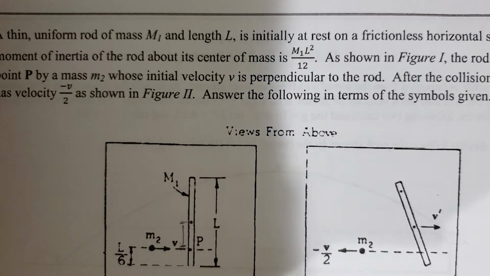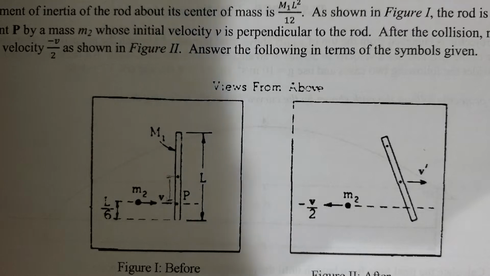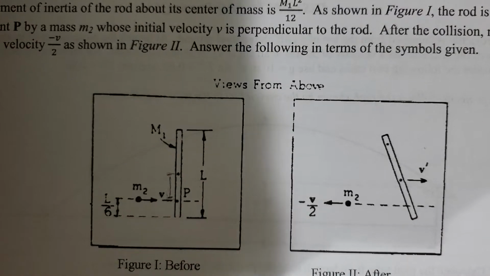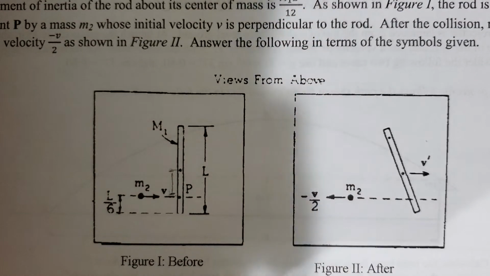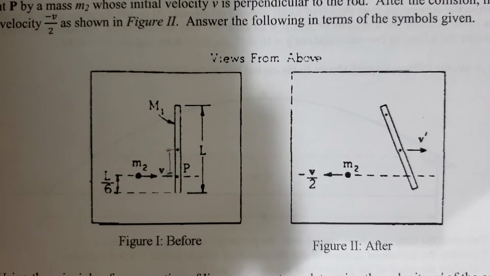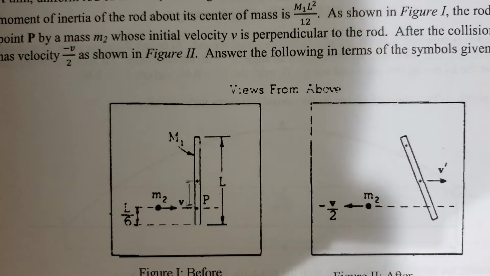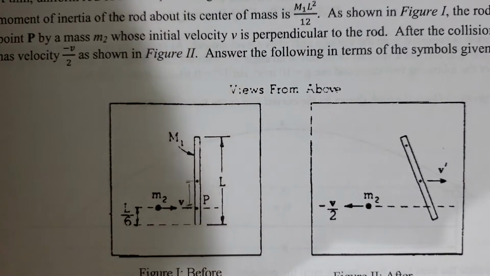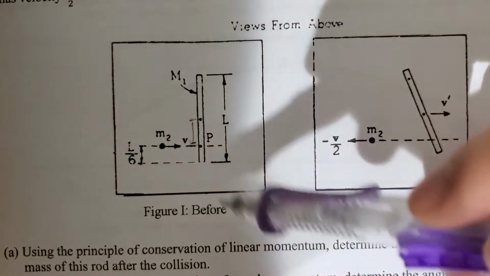We also have a point mass m2, and it has an initial velocity of v, and the initial velocity is perpendicular to the rod. The point mass m2 will collide with the rod m1 after moving for a while, and after the collision, the mass m2 will have a velocity of negative v over 2, meaning it will have half of the initial velocity, and it will be pointed in the opposite direction. Here are the two diagrams of what is happening, and this is basically before and after.